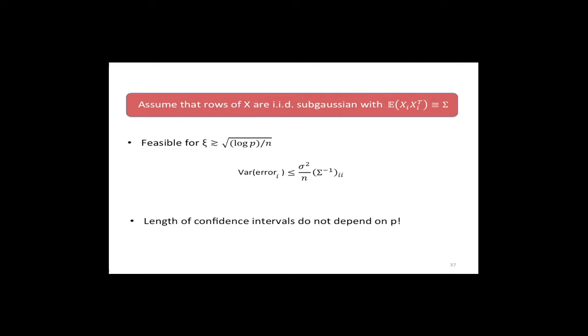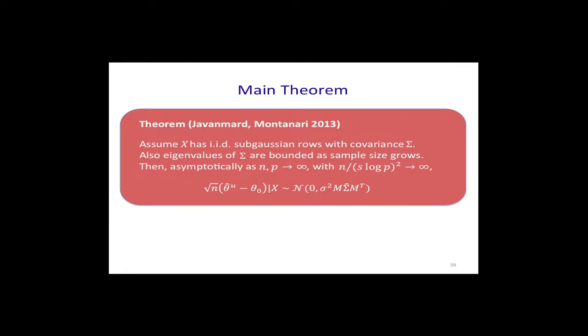So here is the main theorem. Maybe we'll spend a few minutes to parse it. We are saying that X has IID Gaussian rows with some covariance sigma. Now, in the asymptotic case, n, the number of samples, and p, the number of features, are going to infinity. But we assume that the eigenvalues of covariance sigma are bounded. So the minimum is bounded away from zero, and the maximum is also bounded by some constant. And then we have the following distribution for theta_u, the modified estimator. It's essentially saying that it's unbiased, and it's distributed according to some normal distribution.